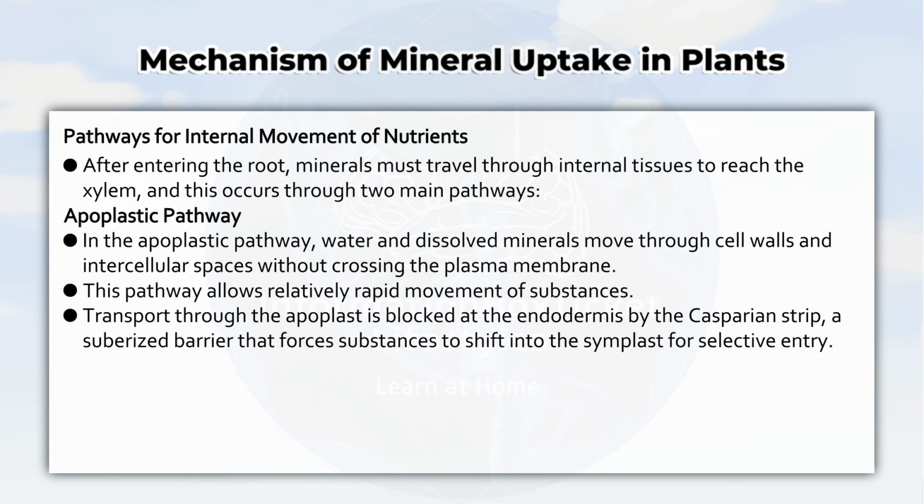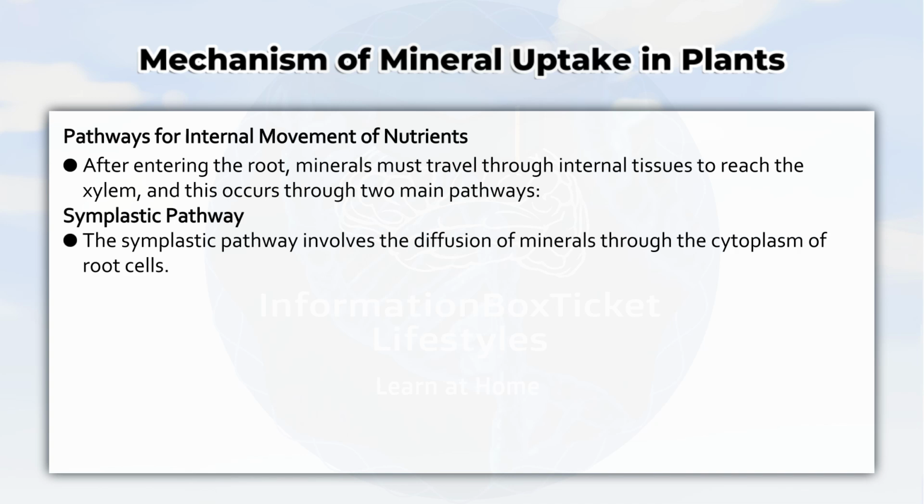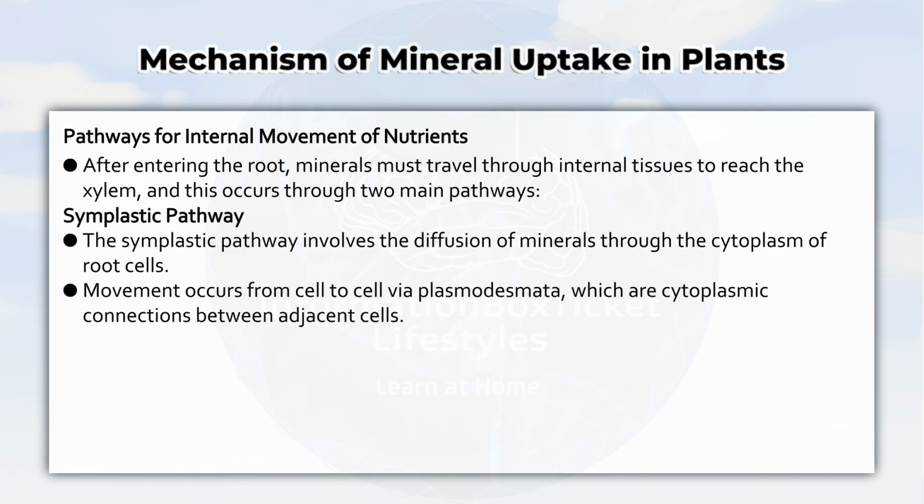Transport through the apoplast is blocked at the endodermis by the Casparian strip, a suberized barrier that forces substances to shift into the symplast for selective entry. Symplastic pathway. The symplastic pathway involves the diffusion of minerals through the cytoplasm of root cells. Movement occurs from cell to cell via plasmodesmata, which are cytoplasmic connections between adjacent cells.